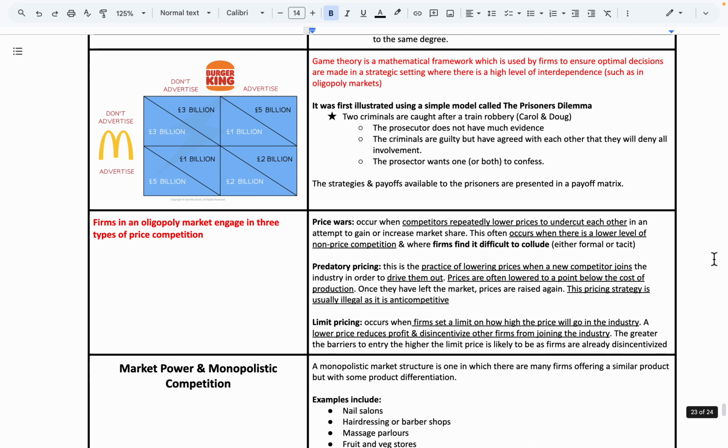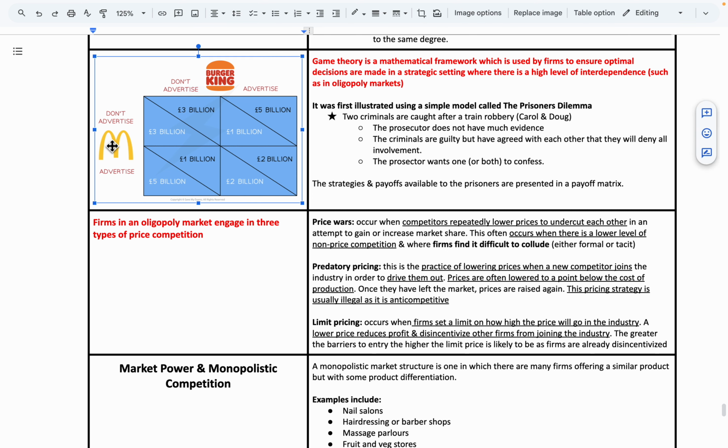Okay. Now let's talk about game theory. I'm almost done. Game theory is a mathematical framework which is used by firms to ensure optimal decisions are made in a strategic setting where there is a high level of interdependence, such as in oligopoly markets. It's illustrated using a model called the prisoner's dilemma. It shows the strategies and payoffs available to the prisoners, presented in a payoff matrix.